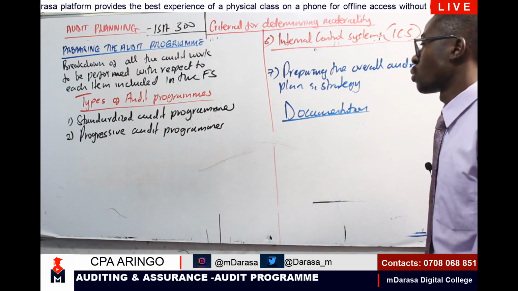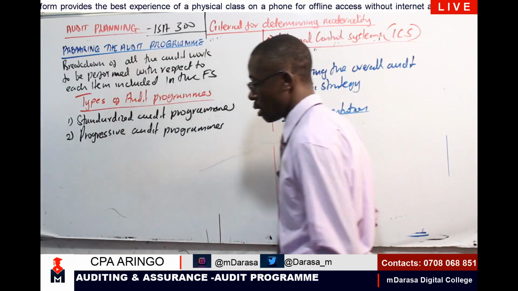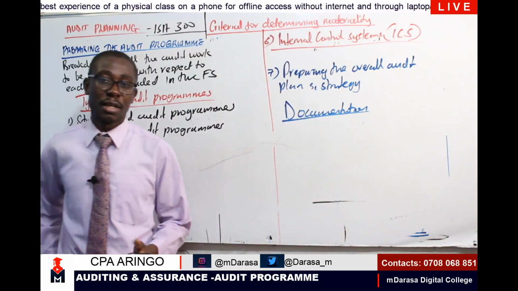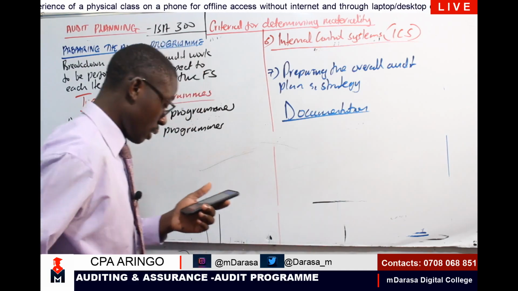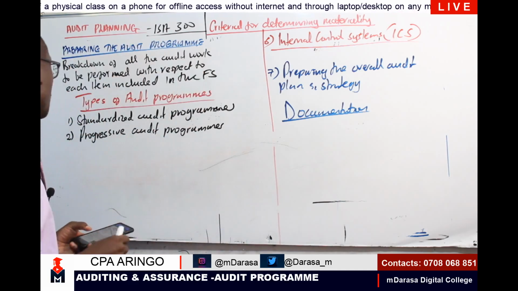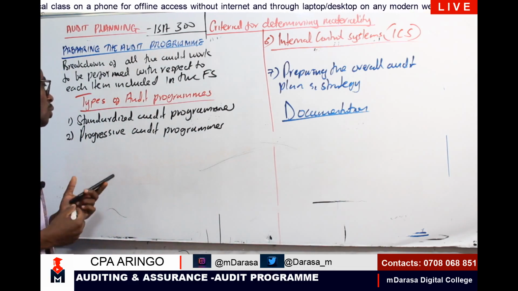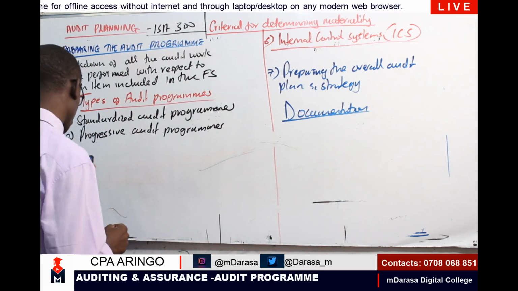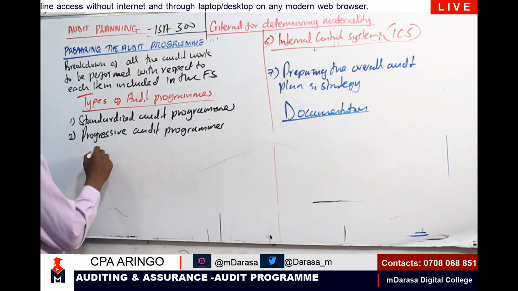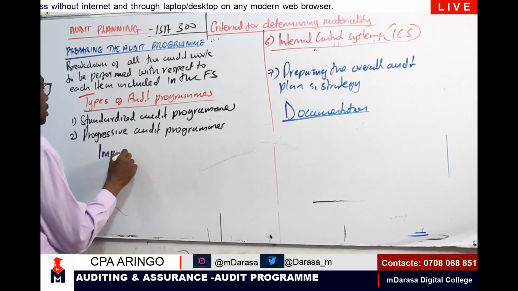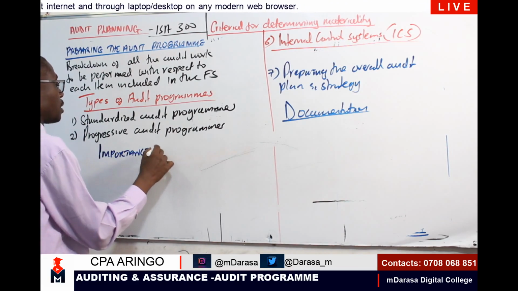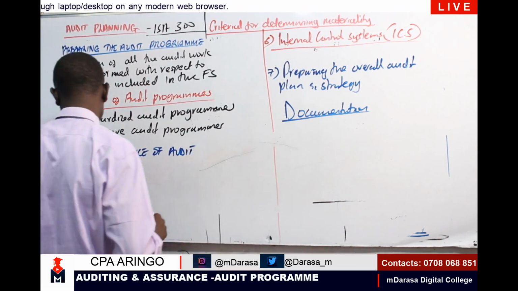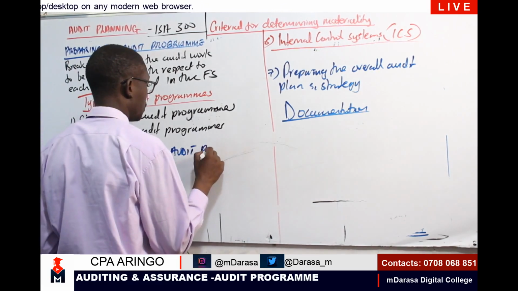To do that, I want us to dissect the first one and see what it entails, as well as the advantages of the same. So that should take us directly to number one, the aspect of standardized audit programs. But before we look at this, first of all, whenever we are talking about this aspect, let us look at the importance of audit programs.